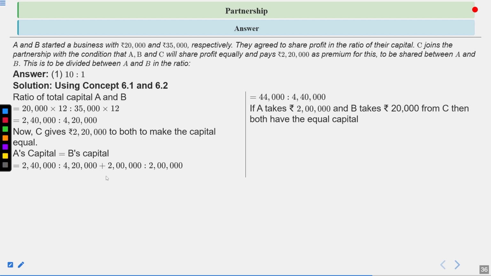Now if A takes 2 lakh and B takes 20,000 from C, then both have equal capital. So the required ratio of the divided amount is 2 lakh ratio 20,000, which when we simplify we get 20 ratio 2, or we can say that it will become 10:1. So the first one is the correct answer of this question. Next one.